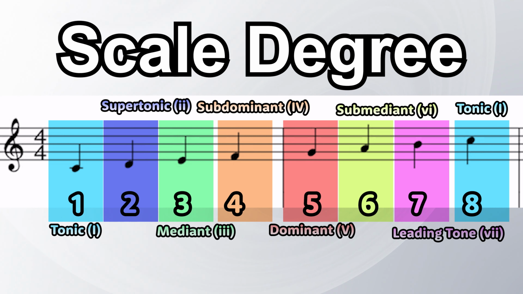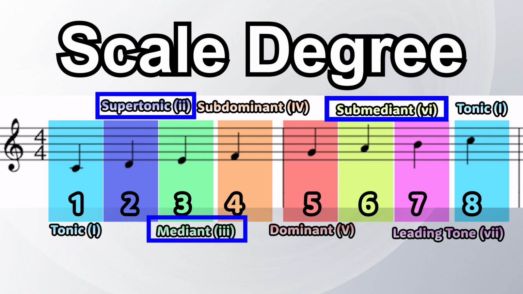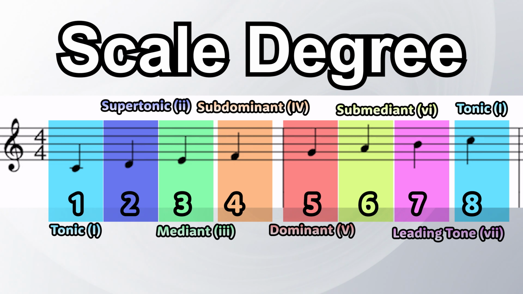On the flip side, small Roman numerals, iii, vi, mean it's minor time. They represent minor scale degrees. So, in a major key, ii, supertonic, iii, mediant, and vi, submediant, are all about the minor chords. The key difference lies in the quality of the chords associated with these scale degrees.